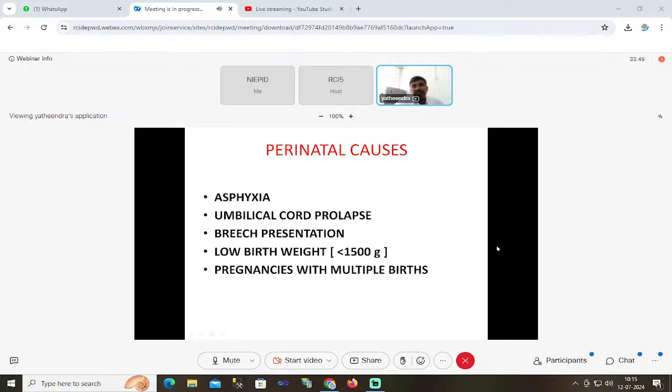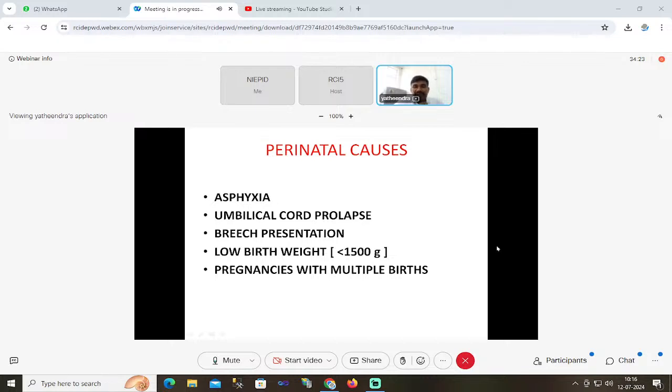Perinatal causes. When you see the perinatal causes: asphyxia. What is asphyxia? Umbilical cord prolapse, breech presentation, low birth weight, pregnancies with multiple births. Self-explanatory, asphyxia is when you see lack of oxygen. The brain cannot sustain without oxygen and without nutrition, not even for a few seconds. That means the brain requires a continuous supply of oxygen and nutrition. Without that, the brain cells will undergo damage. In simple terms, the brain cells will undergo death. So the asphyxia part plays a major role.